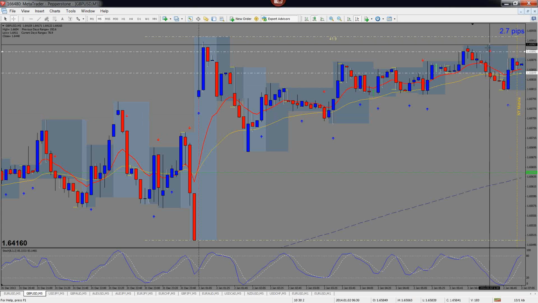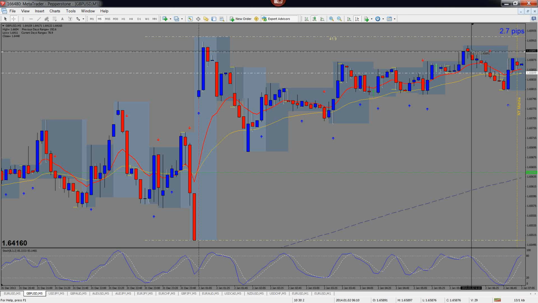So we would enter there. You would look for your previous swing low, which is this one here, which is a 9 pip stop loss for your entry here. All right, and that would have been 7. Okay, so that's a top of the hour trade.